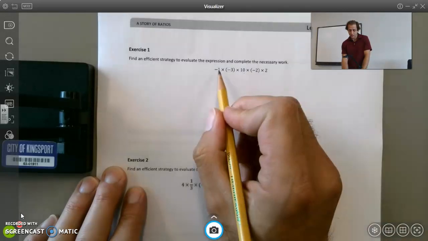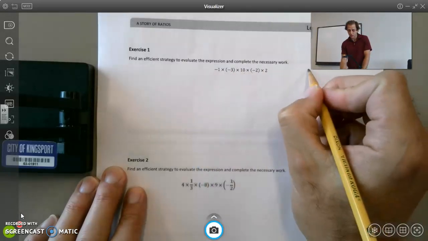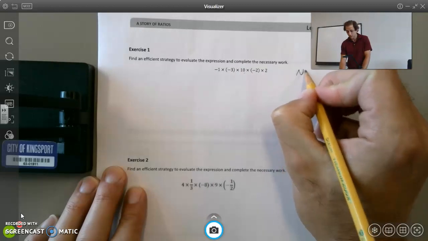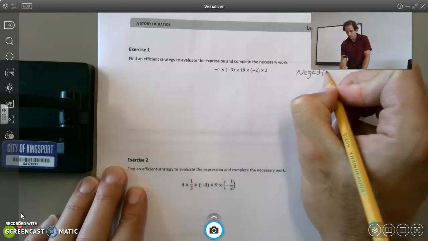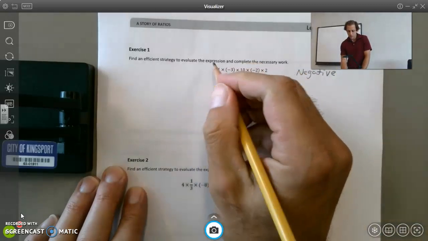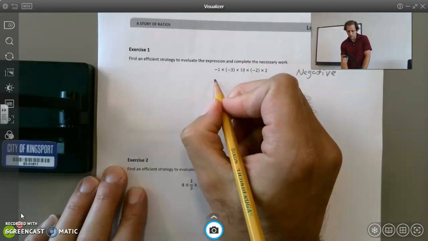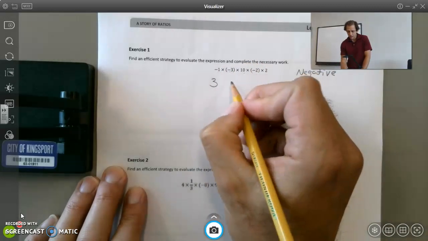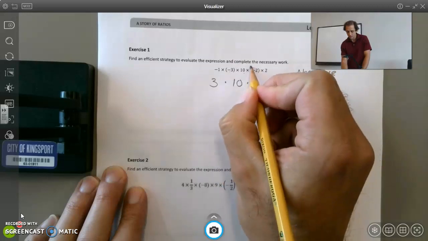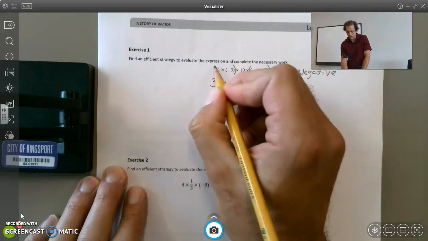I see three negative numbers, so I know my product is going to be negative. Let's go ahead and start to rearrange those. I'm going to do a negative 1 times negative 3 is 3 times 10, so I'm really just associating these together.